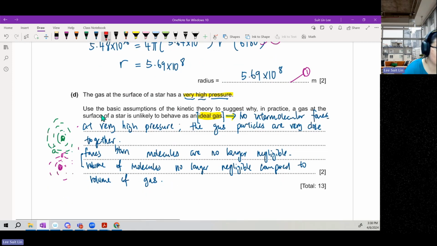So 1 mark would be you mention the particles are very close together. And because of this, the intermolecular forces are no longer negligible, P1. Or you can say the volume is no longer negligible, but this one needs to be compared to the volume of the gas. Because we assume the force is 0 for ideal gas.